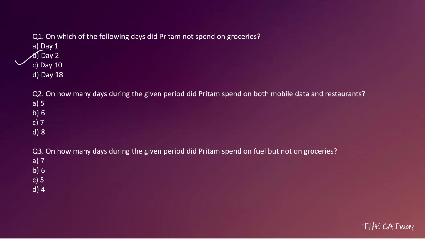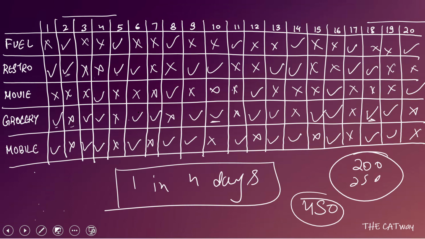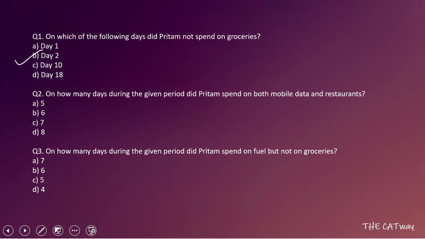On how many days during the given period did Preetham spend both on mobile data and restaurants? Okay, so mobile data and restaurant, it is going to be day 1, day 6, day 9, then day 13, day 14, and day 18. So how many days did he spend on both mobile data and restaurants? So it is 1, 2, 3, 4, 5 and 6 days. So let's check the options. So option number B is the correct option, that is 6 days.